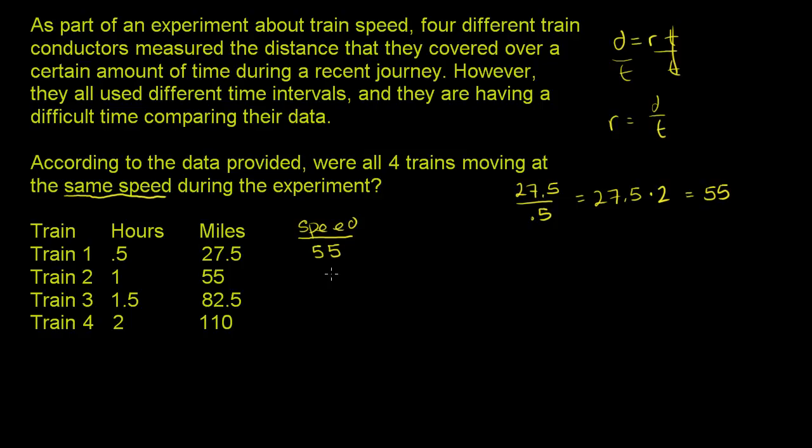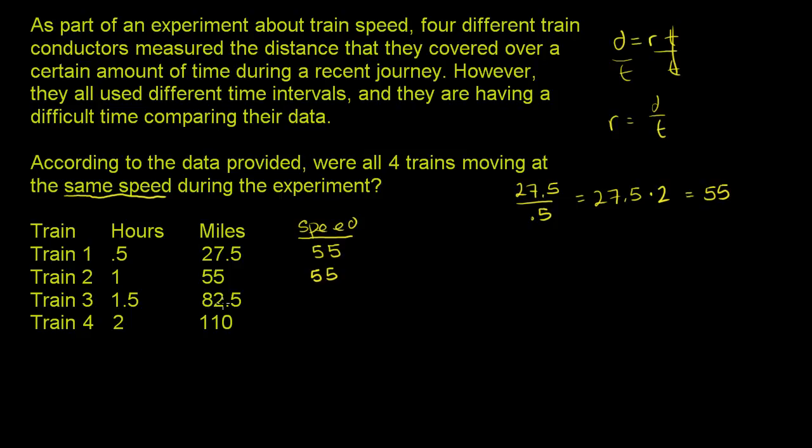Now, this guy is pretty straightforward. He went 55 miles in exactly 1 hour. The distance divided by time is 55. So he's also 55. And you can put it in the formula. 55 is the distance. The time is 1 hour. 55 over 1, 55 miles per hour.